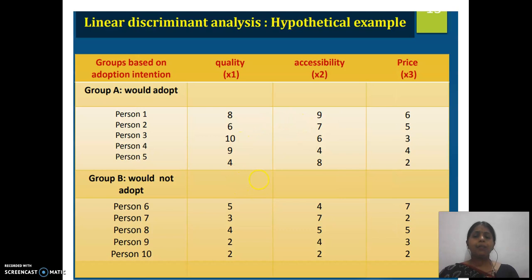Now, let me take one more example. There are two groups: group A would adopt, group B would not adopt, based on three parameters: quality, accessibility, and price. These are the indicators, the independent variables. They predict whether the person will adopt or not adopt. The target variable is adopt and not adopt, that is group A and group B, and the quality values are like this.